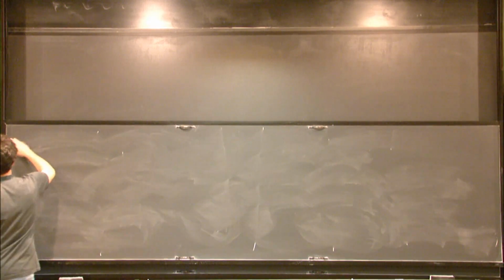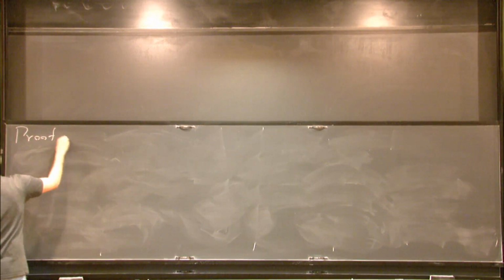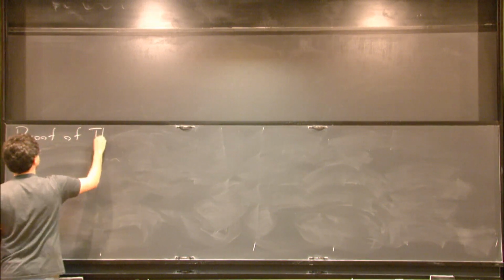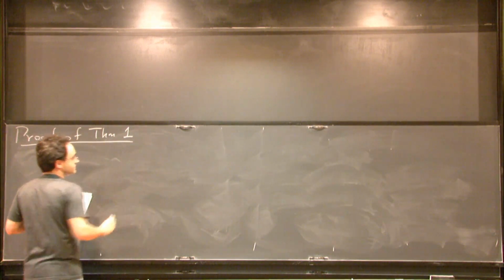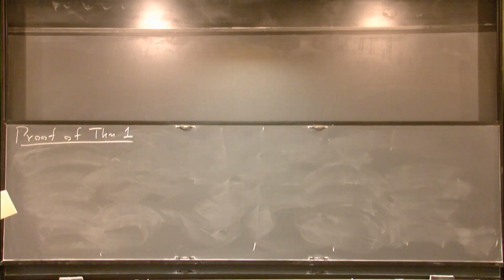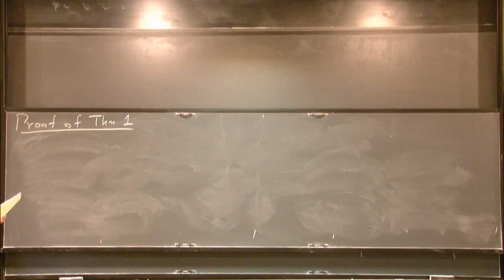So let's do the proof of 1. The proof starts with giving an equivalent statement of this theorem. And then hopefully that will be easier to prove by induction on k. So we're trying to reduce to k equals 1. Both of these in some sense do that.